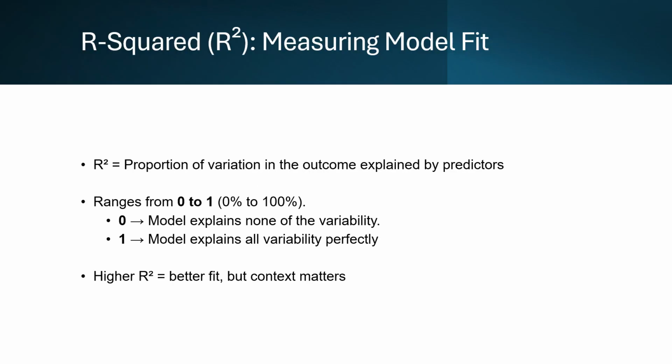So in other words, R square measures the model fit, and it is the proportion of variation in the outcome which is explained by the predictor. It ranges from 0 to 1 or 0 to 100%, where 0 means that the model explains none of the variability, and 1 or 100% means that the model explains all the variability perfectly. Higher R square means better fit, but of course the context matters.